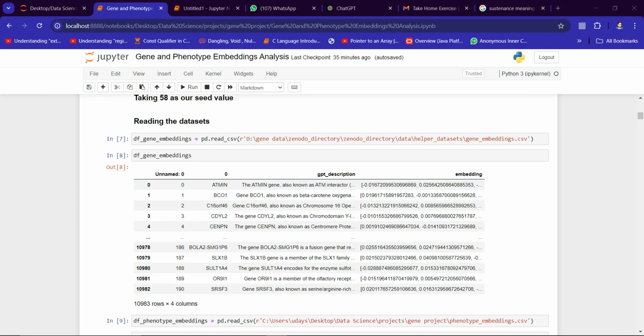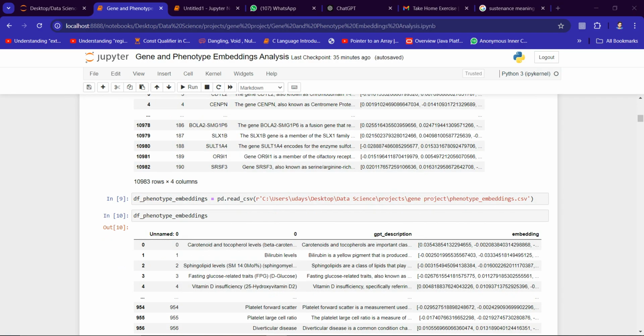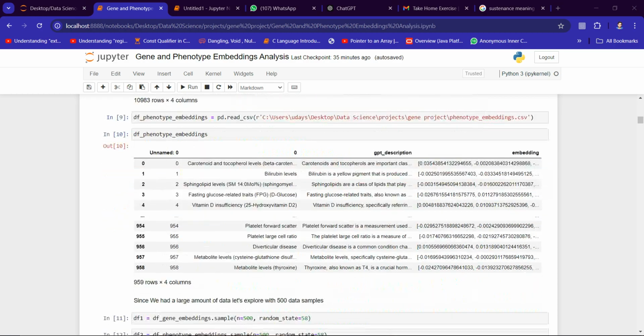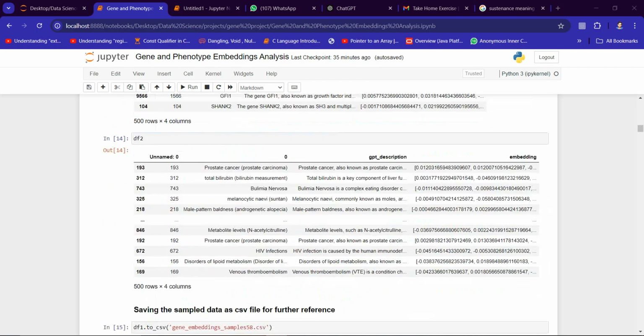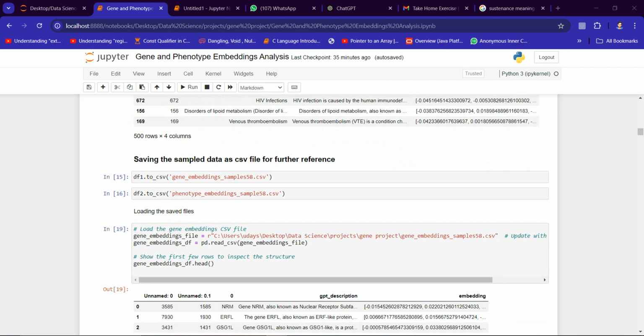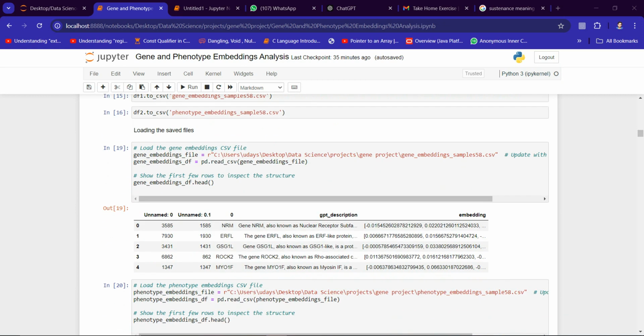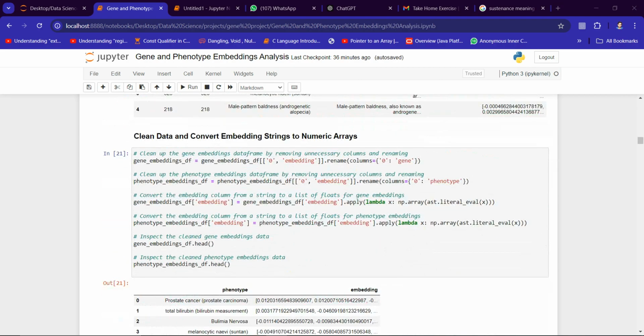Here I am reading the CSV file of the gene embeddings, and here the CSV file of phenotype embeddings. Here I randomly sampled with my seed value 58, and I saved these CSV files of the randomly sampled data for future reference. Here I reloaded the sampled CSV file.